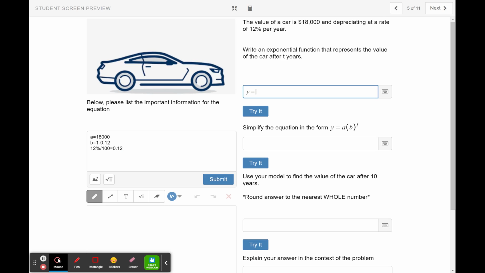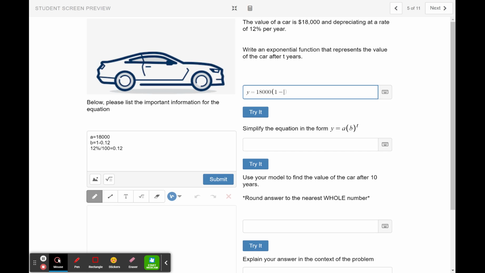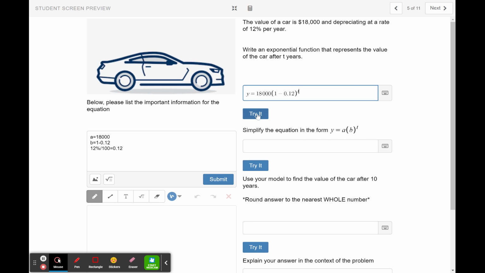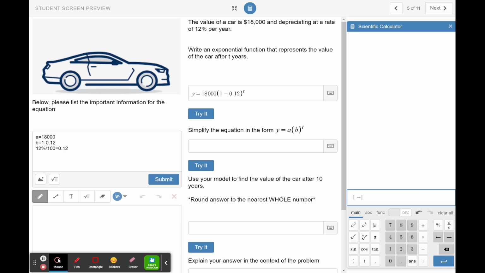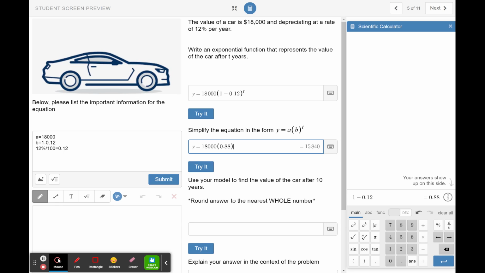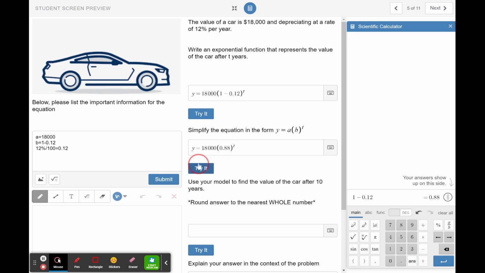So once again, first thing that you do is just write the initial value. Then 1 minus, you're always going to start with 1. If you're adding, you're going to put a plus. If you're minusing or taking away from the value, you're going to do the minus sign and then raise to the t. Now, what you want to do in the next step is actually simplify it. So you're going to get the B value, which is 0.88. So y equals the 18,000, 0.88, and then raise to the t.